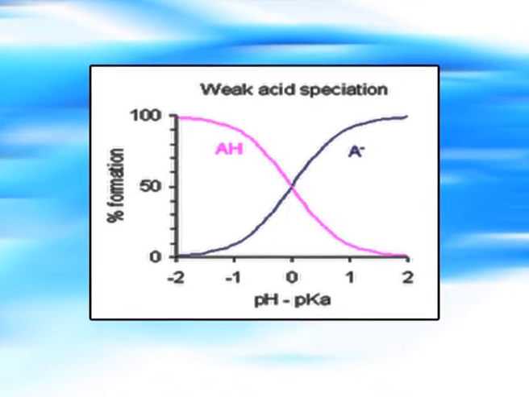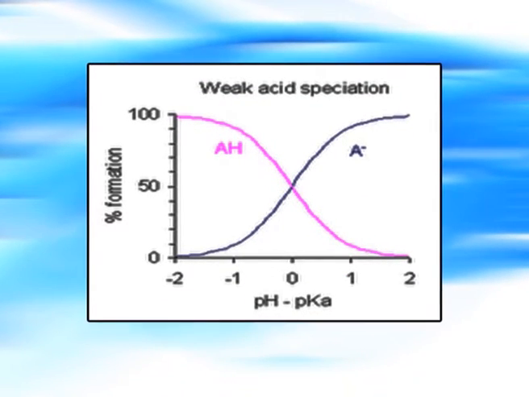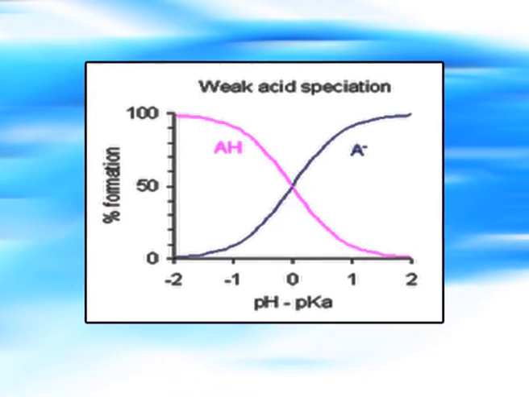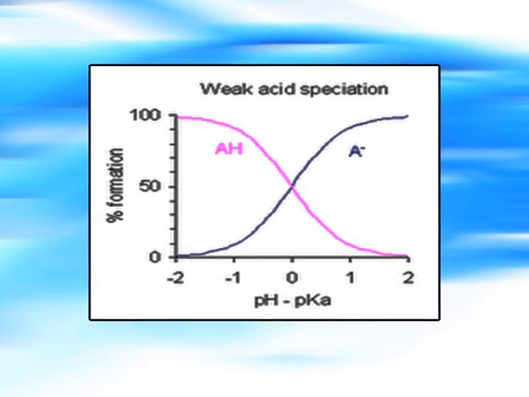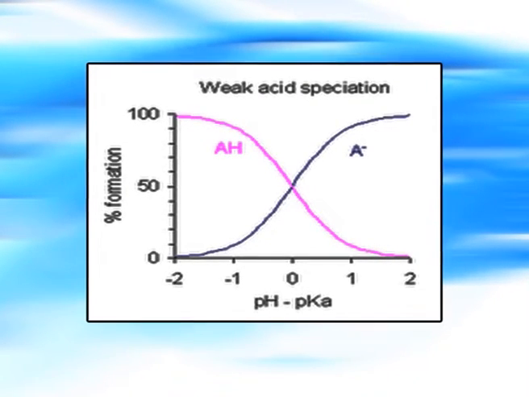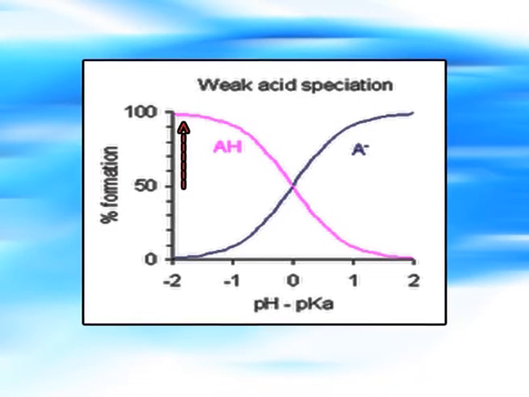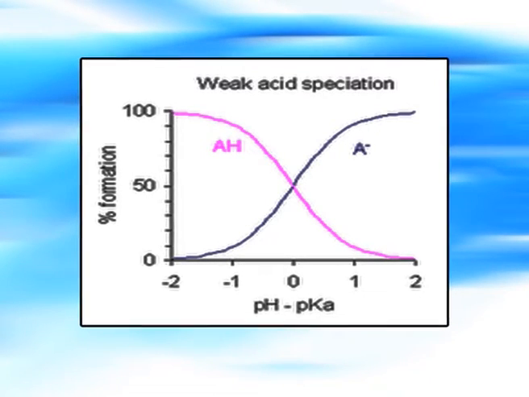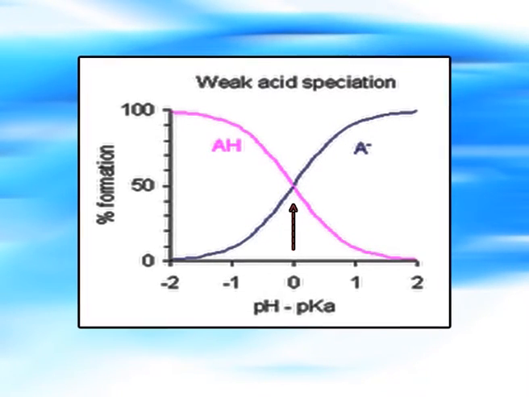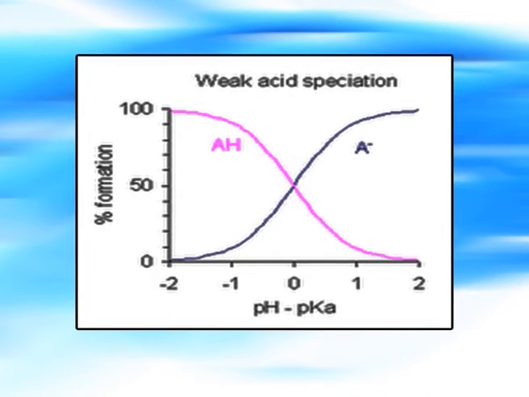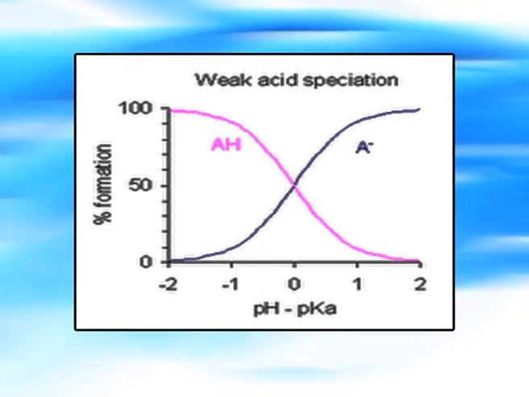If we look at the curve which depicts the percent formation of HA and A minus with respect to the difference of pH and pK, we see that when pH minus pK is minus 2, the concentration of HA is higher than that of A minus. When pH minus pK is 0, that means pH equals pK, we see the population is half and half, that is 50% is occupied by HA and 50% by A minus.